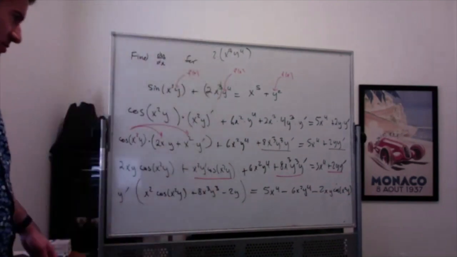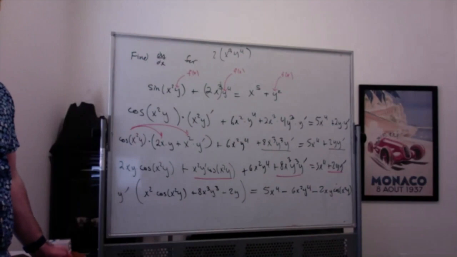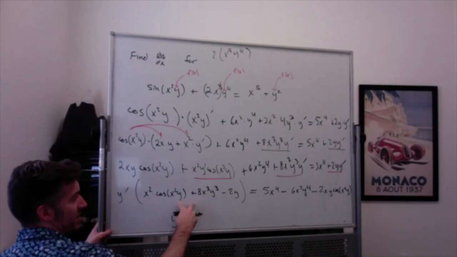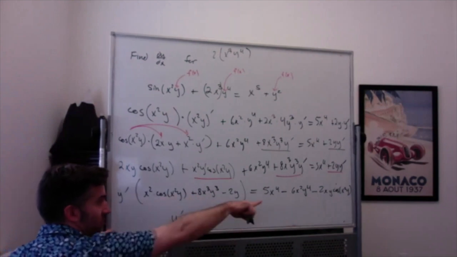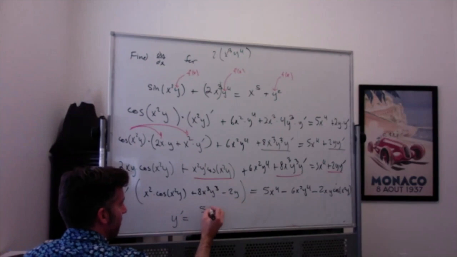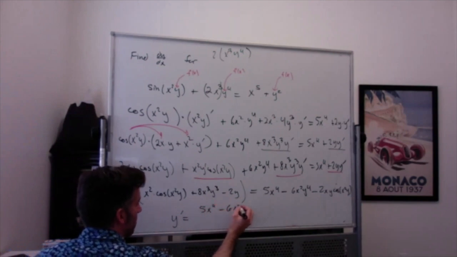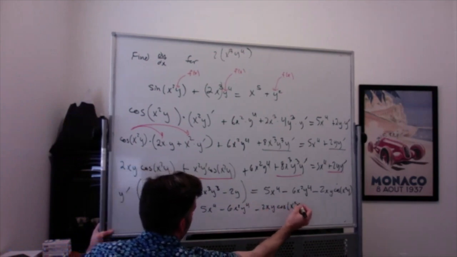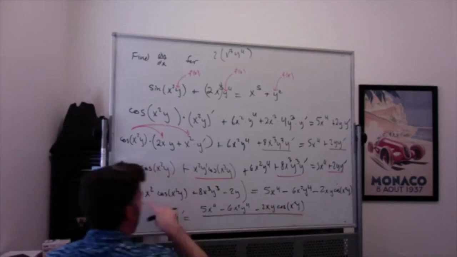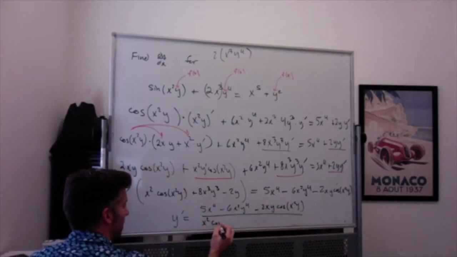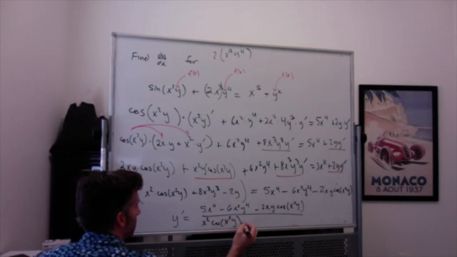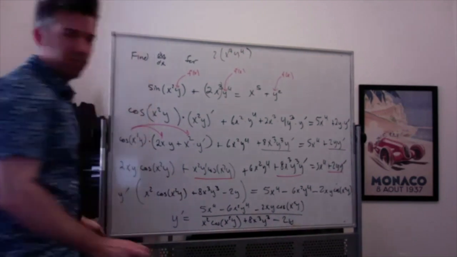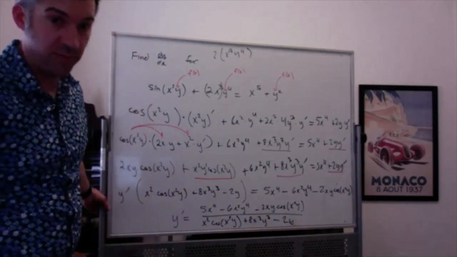Finally, of course, I think I can fit it in at the bottom, but it's going to be a little bit close. To get y prime, we divide both sides by this giant factor here. So y prime is going to be all of that divided by all of it. So it's going to be 5x to the fourth minus 6x squared y to the fourth minus 2xy cosine of x squared y, divided by all of this: x squared cosine of x squared y plus 8x cubed y cubed minus 2y. And that would be your derivative, which is terrible, but fine.